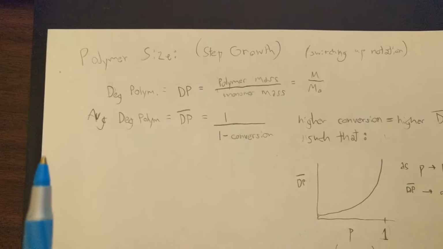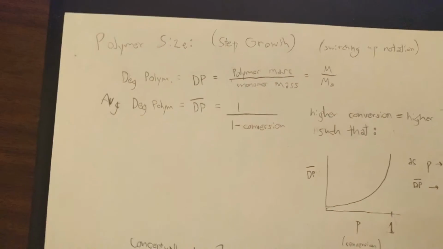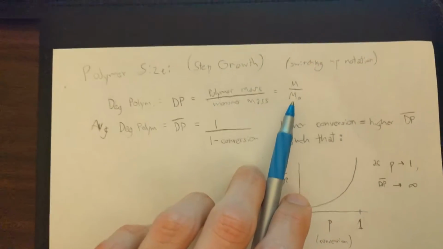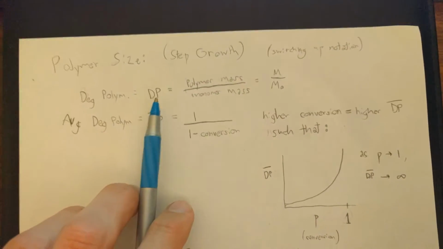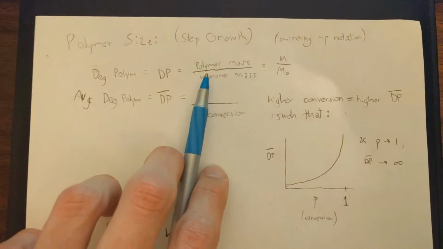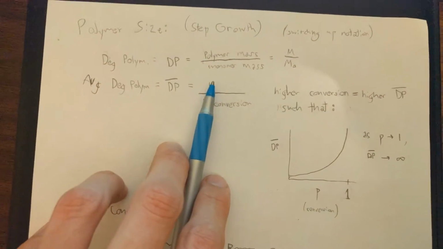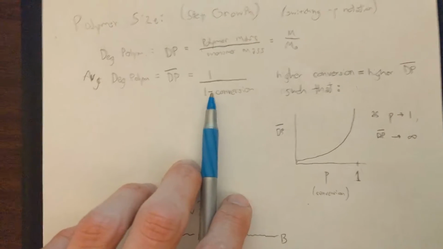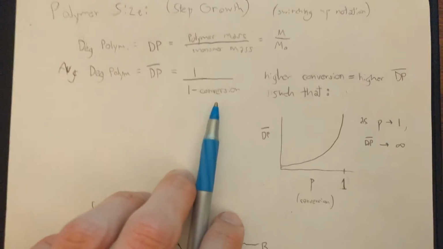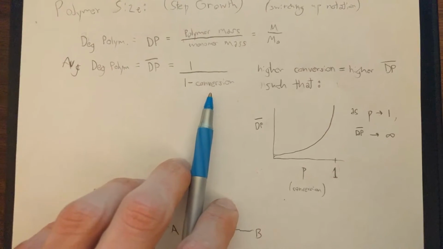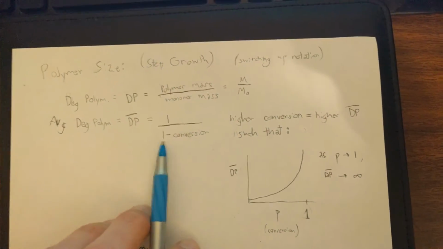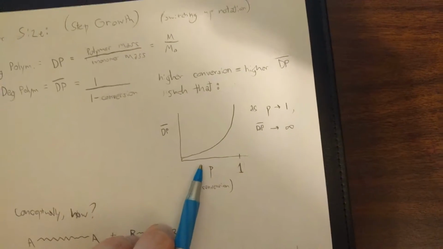I also had difficulty understanding the polymer size and dispersity in step growth polymerizations. Here, even though I don't like this notation, M refers to the polymer. So the degree of polymerization of a single chain is simply the polymer mass divided by the molecular weight of the monomer. Now, to get an average degree of polymerization, the equation is 1 over 1 minus conversion. So a higher conversion results in a higher degree of polymerization, if that makes sense. But due to the form of this equation, the curve ends up looking like this.